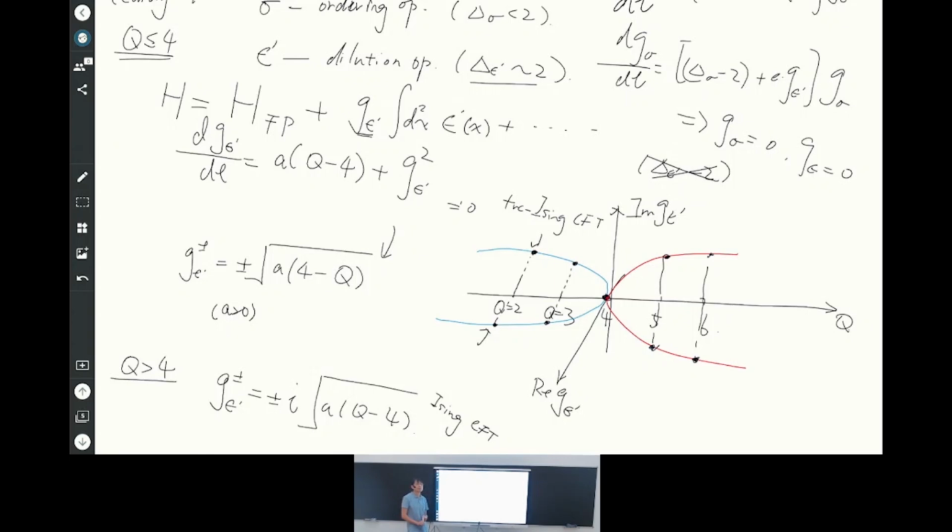You always start from one fixed point. All of this is under control when you're close to Q equal 4. You should start from one of the two fixed points, and then you just shift the coupling, so your coupling is now G epsilon prime minus something.